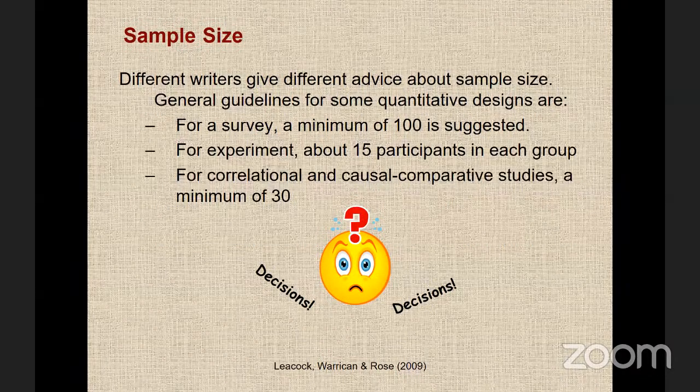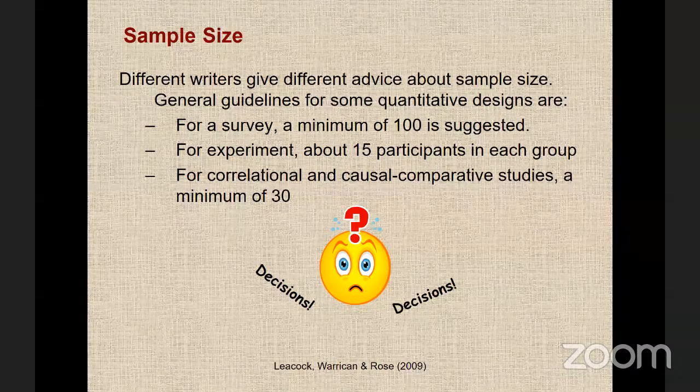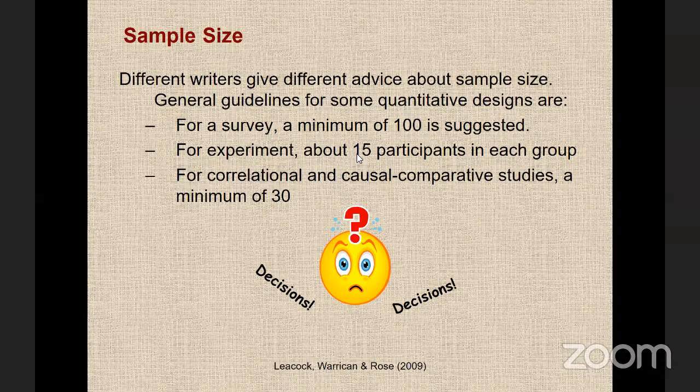For a survey, usually you want a minimum of 100. For experiments, you want 15 per group, which basically means a minimum of 30. Because in a proper experiment, you have at least one control group, which is 15, and one experimental group, which is 15, and 15 and 15 is 30. But an experiment could have 2 control groups and 1 experimental group, or 2 experimental groups. So depending on how many groups, it would be 15 times that number. For correlation and causal comparatives, the minimum number is 30.